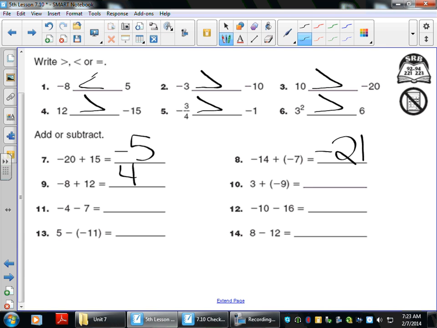3 plus -9. I have a 3 plus a -9. Well, on the number line, I'm on a 3. I move 9 spaces to the left, so I'll be going into negative numbers. That's going to give me an answer of -6.